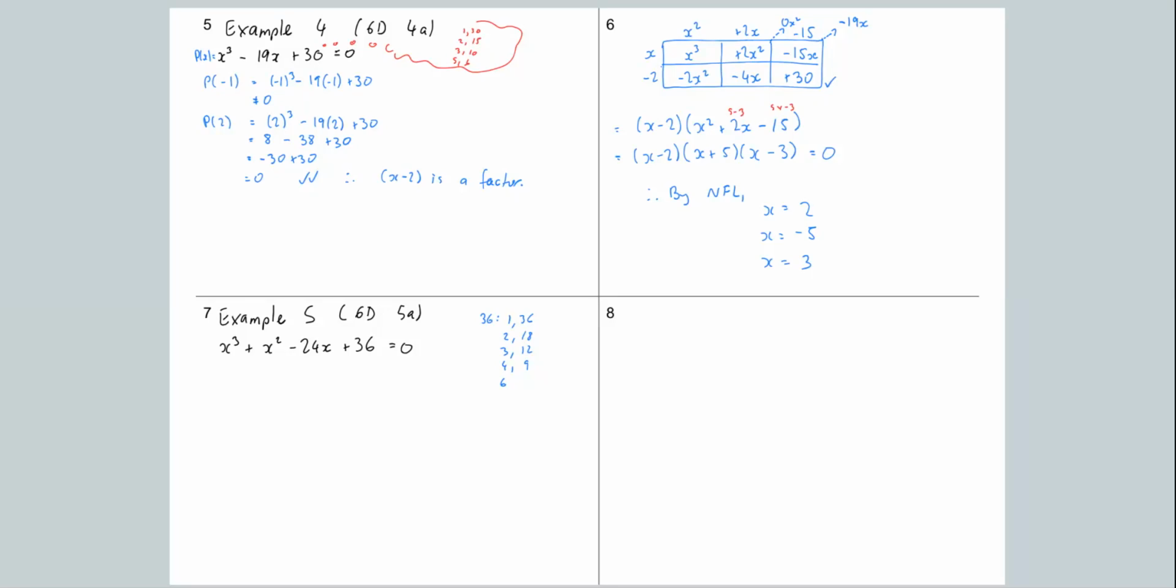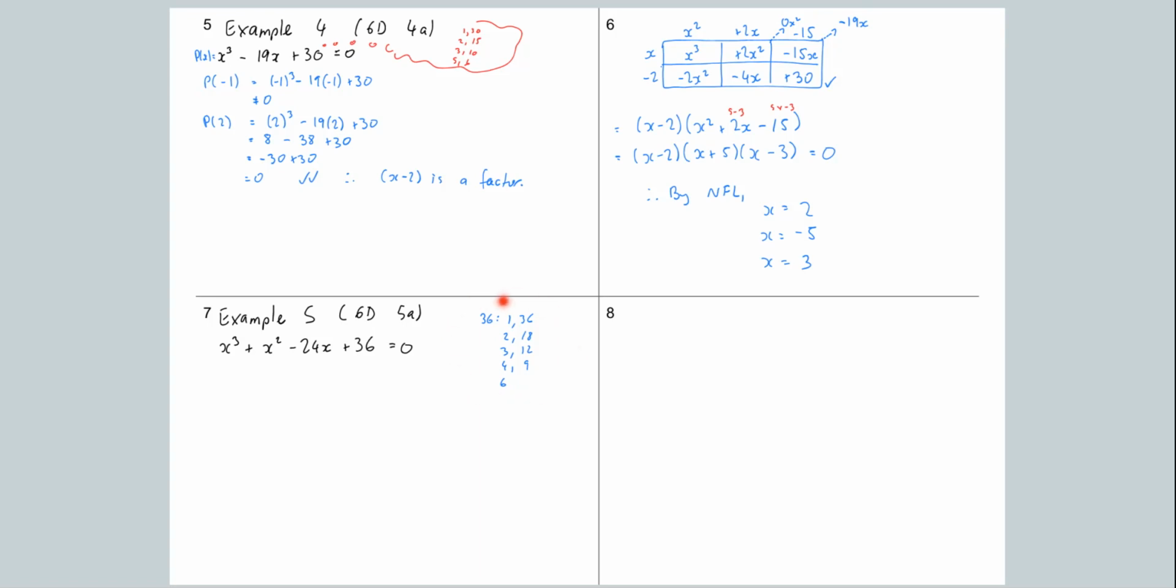Hello, this is the third video in solving cubics. In example 5, which follows 6D question 5, we've got a problem here: x cubed plus x squared minus 24x plus 36 equals 0. And just to get the ball rolling, I've already listed the factors of 36.